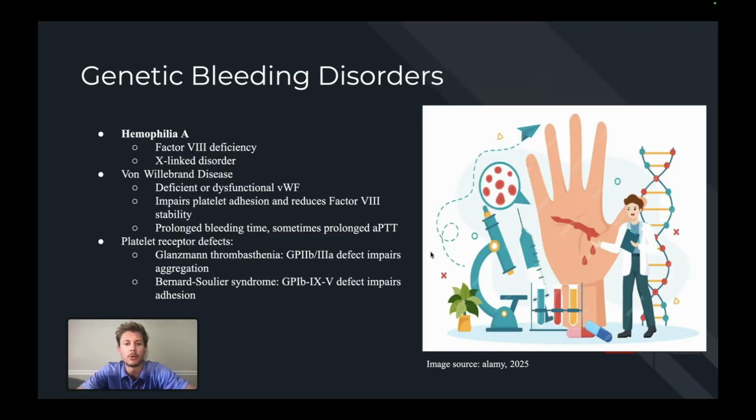Some individuals are born with inherited clotting deficiencies, such as hemophilia A, von Willebrand disease, and even some platelet receptor defects, such as Glanzmann thrombasthenia and Bernard-Soulier syndrome. These disorders lead to prolonged or excessive bleeding after injury, and some even present with spontaneous bleeding.